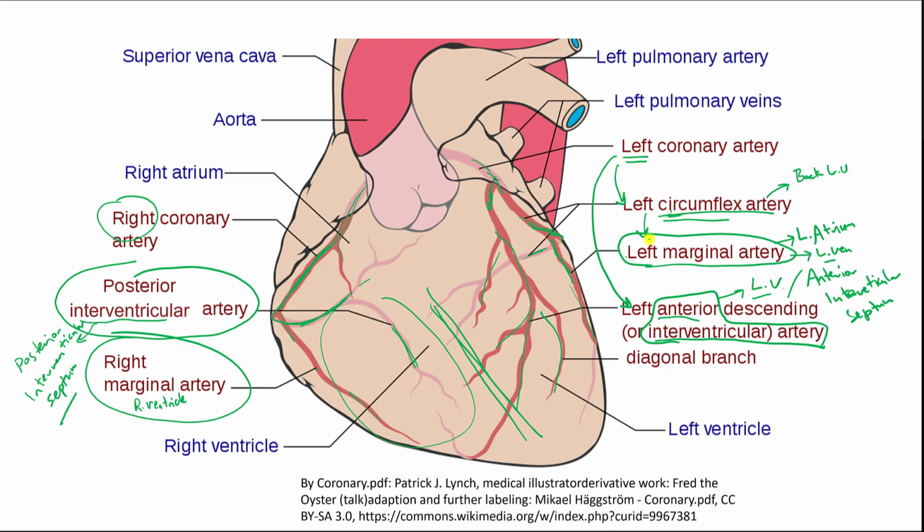The circumflex would give me the left marginal, whereas the right coronary will give me the right marginal and the posterior interventricular artery. So those in general will deliver oxygenated blood to the cardiac muscle cells. Now how do those cardiac muscle cells receive that blood, use the oxygen, and produce waste and CO2? How do this waste and CO2 go back to the heart?